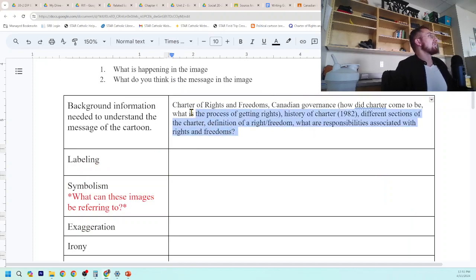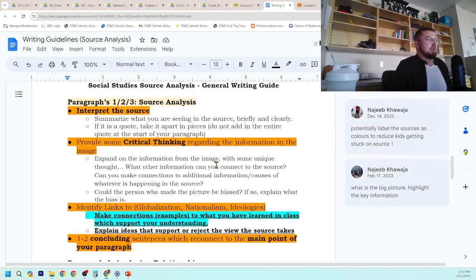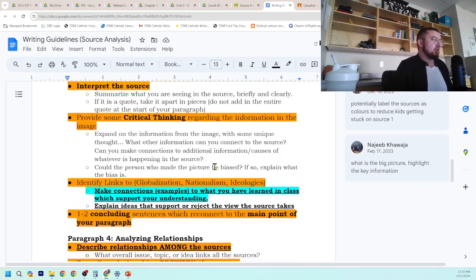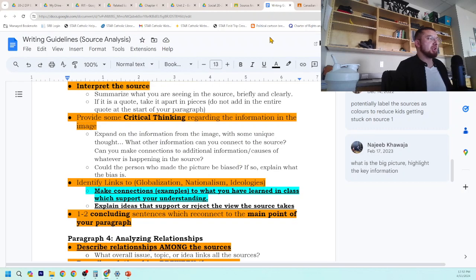Okay, so you don't necessarily have to respond to all of this, but it's useful to know. So I'll show you one of my guidelines that I use for source analysis in general. Responding and including this type of background information can really help you when you're identifying links to your course material. In grade 10, you do globalization, grade 11, nationalism, and grade 12, ideologies.